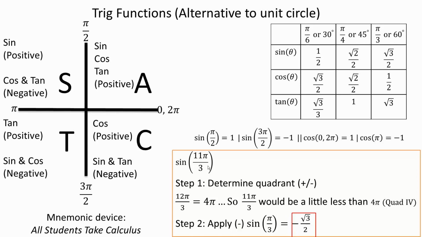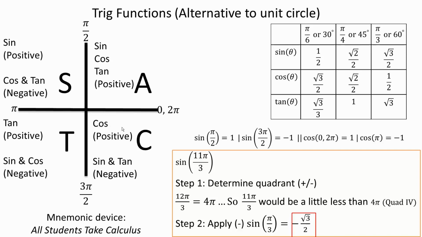Let's do this problem right here: sine 11 pi over 3. This whole circle is 2 pi. If I go 4 pi, I'm going around twice, but I still land on the same spot. So 12 pi over 3 would be this spot right here. But we have 11 pi over 3, so we have a little bit less, and we'll be somewhere here.